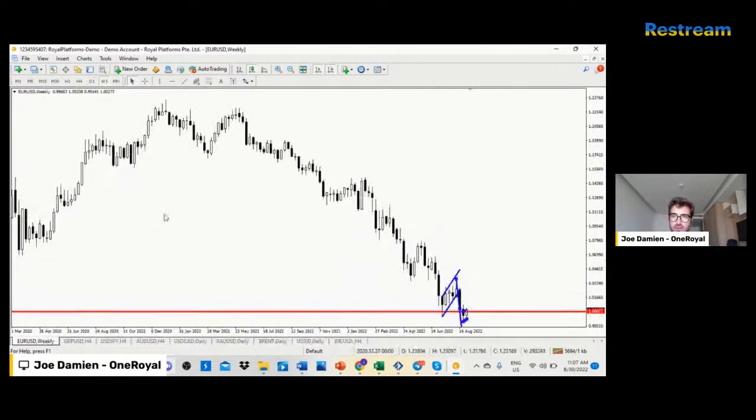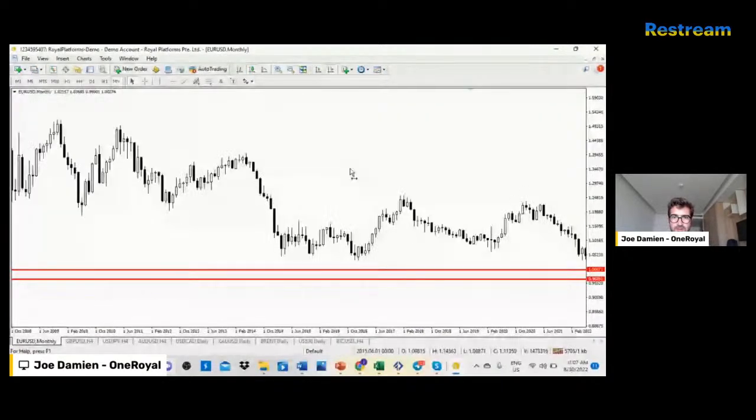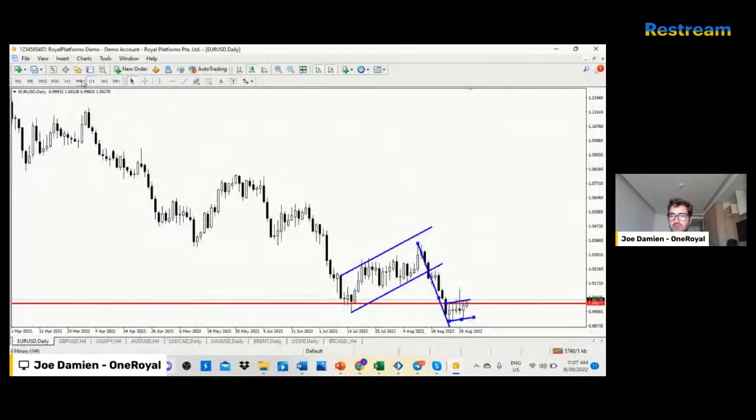96.89. Okay, and if we go on the weekly or maybe monthly, we can see that there is a low here. Okay, this is a low, the 96.89. So we have an area of confluence made of the ABCD pattern and the monthly low. Okay, let's go to the lower time frame.